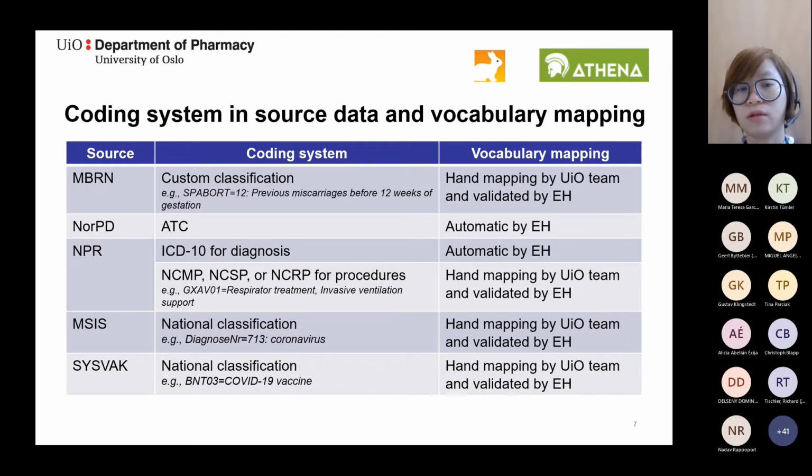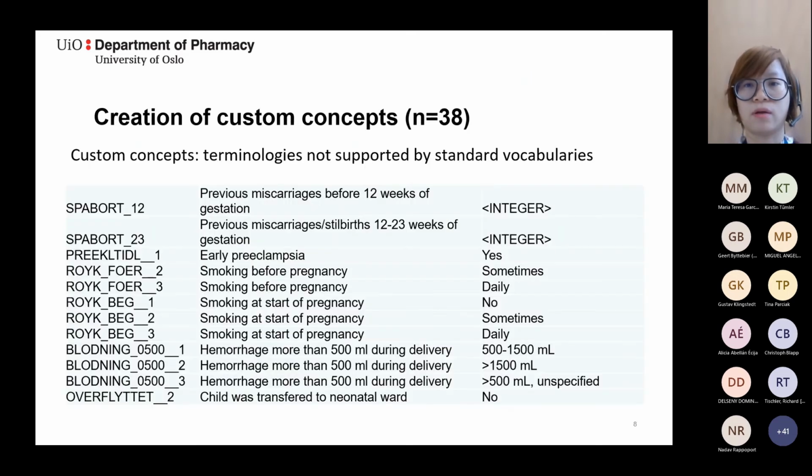And in MSIS, we also use the national classification. For example, the diagnosis number equal to 713 is main coronavirus, and this was also done by hand mapping. And in SYSVAK also, we don't use the ATC for vaccine, but a national classification, so this was also done using hand mapping. And in total, we have 217 codes that we did by hand mapping, and for some of them we could not find a standard vocabulary, so we created 38 custom concepts.